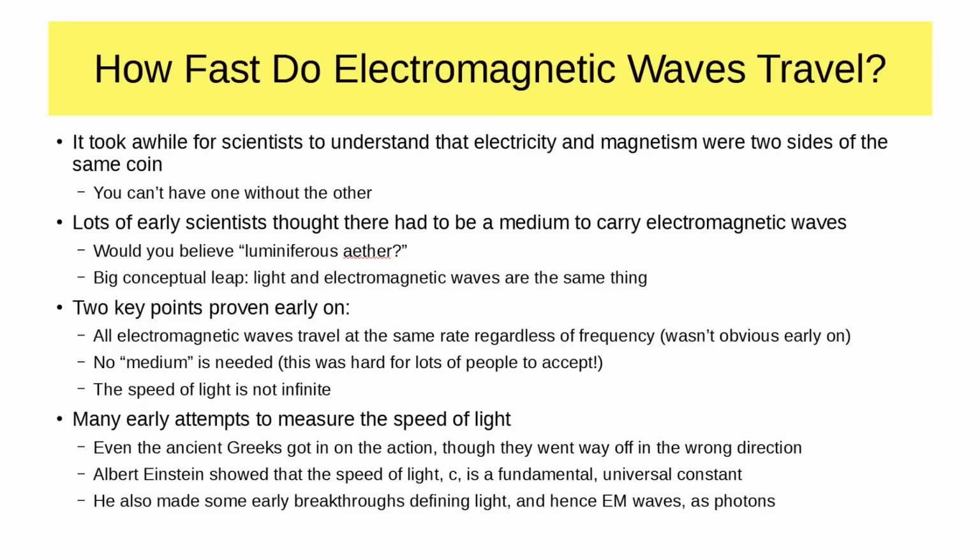Now, two key points were proven early on. None of these were obvious. All electromagnetic waves travel at the same speed, regardless of the frequency. So green light and red light travel at the same speed, and a 100 megahertz wave travels at the same speed as a 1 megahertz wave. That was not obvious early on. People thought that waves of different frequencies might travel differently, but they don't. They all travel at the same speed.